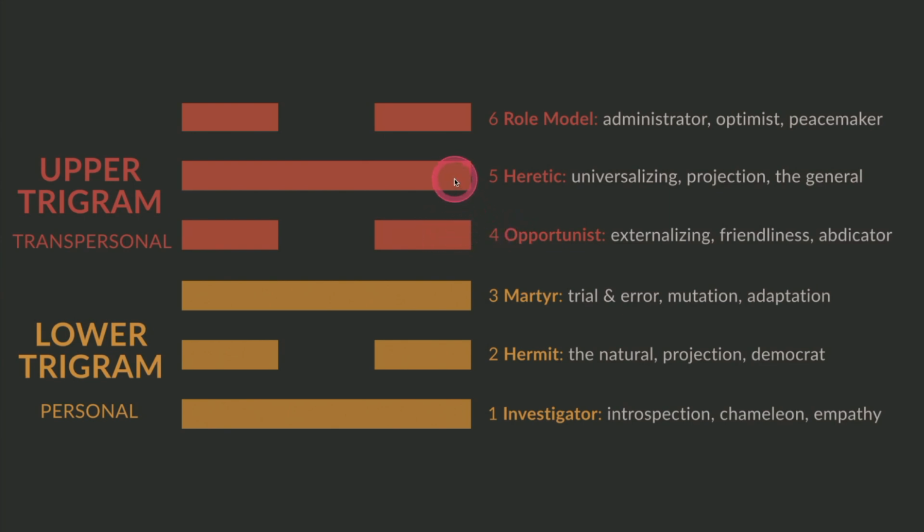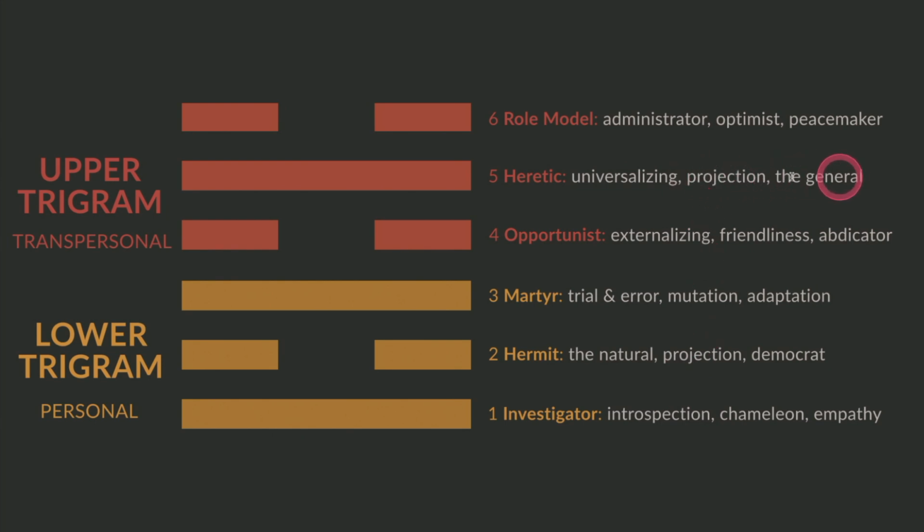So that leads to the fifth line, which Ra termed the heretic. Okay? Again, another nasty term, like the people who get burned at the stake. Like, I don't want to be a heretic. But what does the heretic bring? It brings this universalizing principle. It's again associated with projection. We see a sort of connection here to the two, and they are connected in a way.